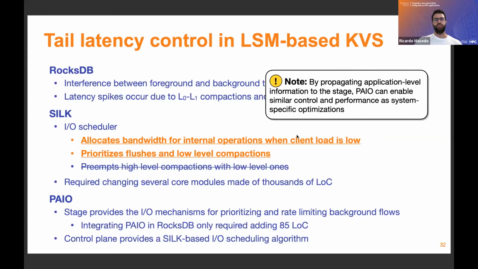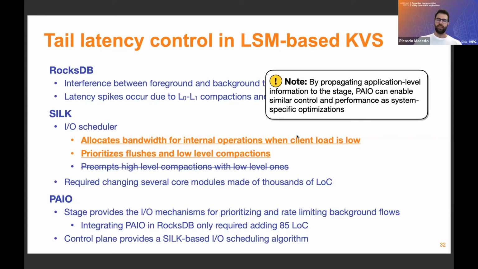And since PIO follows the software-defined storage approach, the design is made in two phases. The data plane stage will provide the mechanisms, and on the control plane, we implemented a Silk-like I/O scheduler. Okay, so the algorithm part. In this algorithm, we are able to allocate the bandwidth for internal operations. We are also able to prioritize flushes and low-level compactions, but we are not able to preempt high-level compactions with low-level ones. And why is that? Because we don't want to be that intrusive, because it requires changing several core modules, okay?